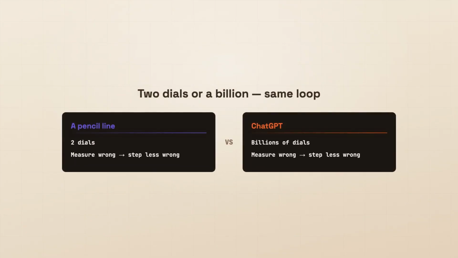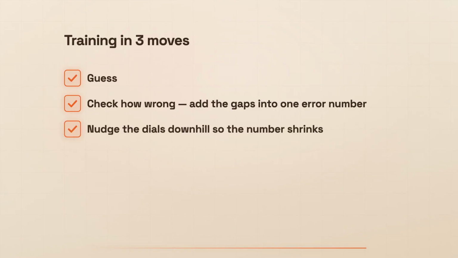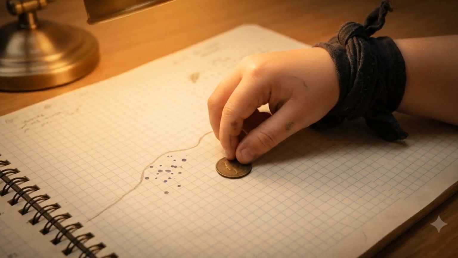30-second recap. Training has 3 moves. 1. Guess. 2. Check how wrong you are, add up the gaps into one error number. 3. Nudge the dials downhill so that number shrinks. Repeat until it stops shrinking. Not magic. Just warmer, colder until the line fits.